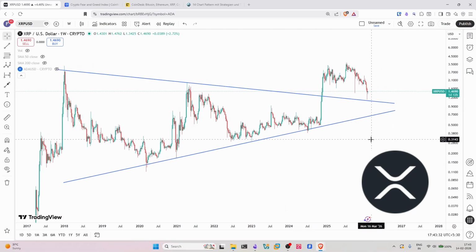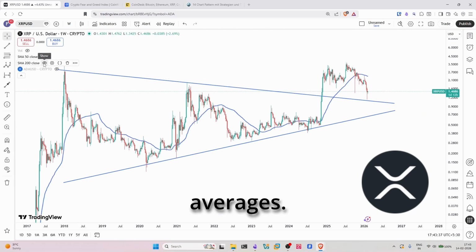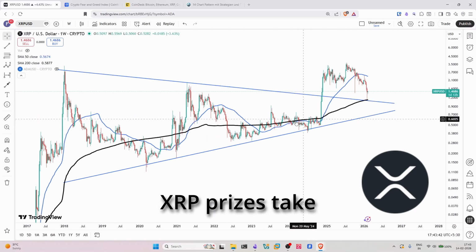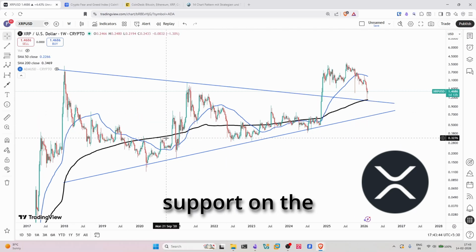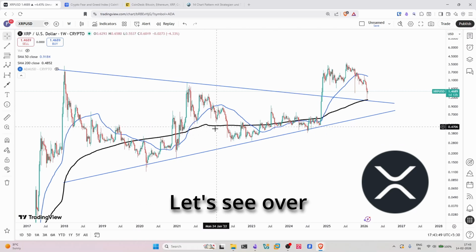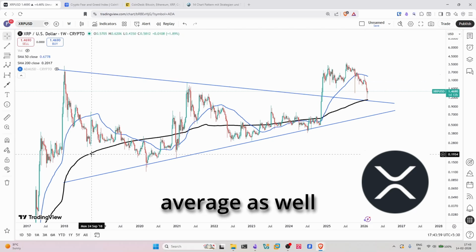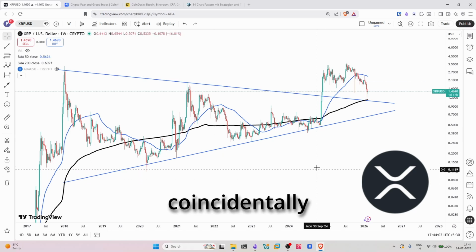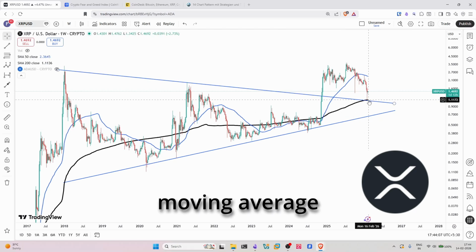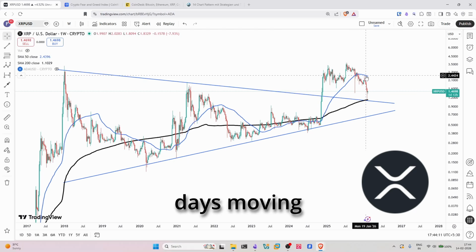Now, what's the direction heading forward? That can be seen with some moving averages. As you can see, the 200 moving average, usually XRP prices take support on the 200 moving averages. Let's see over here, and 50 moving average as well. Coincidentally, XRP takes support at the 200 moving average, and there is a resistance from the 50 days moving average.